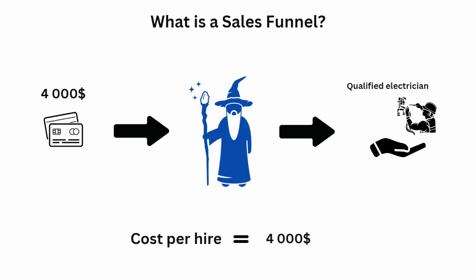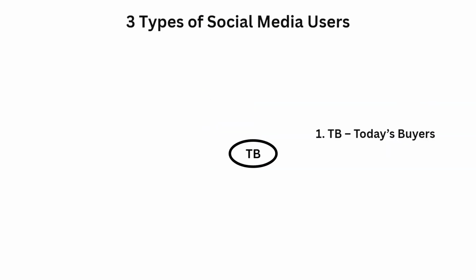And fun fact, you can also create a sales funnel to hire electricians too. So now imagine a second magician, and every time you give him $4,000, he hands you a qualified electrician to join your team. Pretty cool, right? Let's get into the fundamentals.